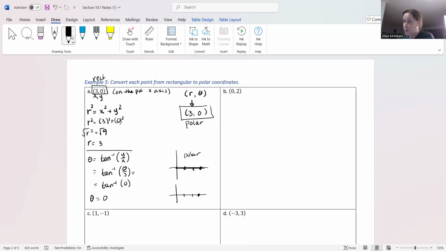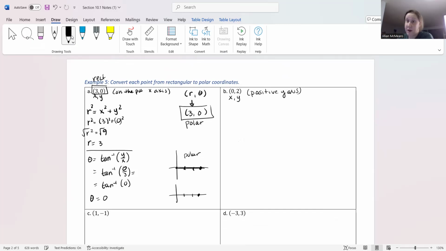Part B is where it's going to really blow your mind. Okay. So part B, we have the point 0, 2. This is on the positive y axis. Okay, remember this is our rectangular point, so this is x comma y.